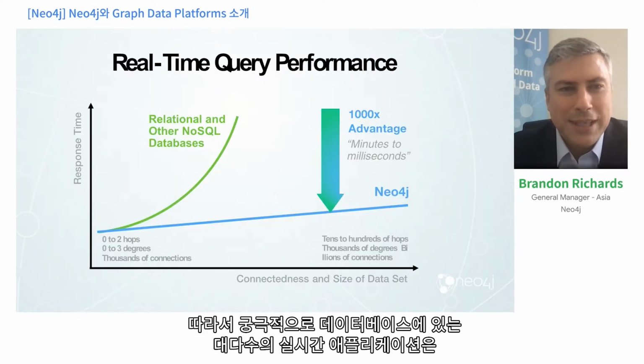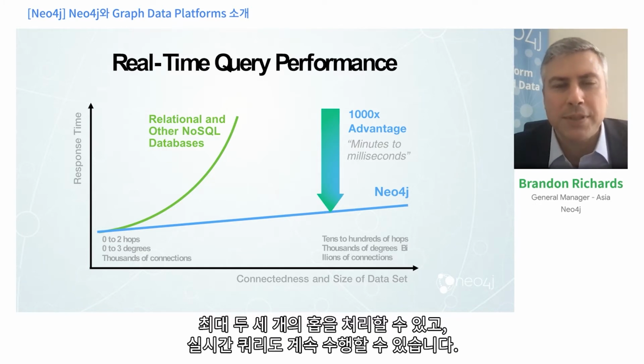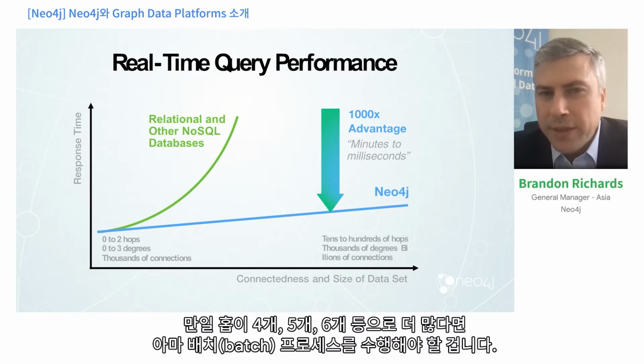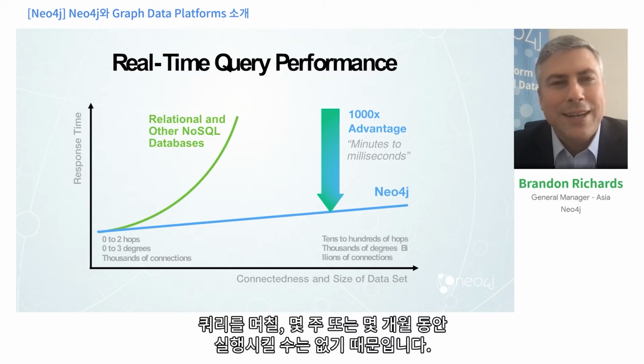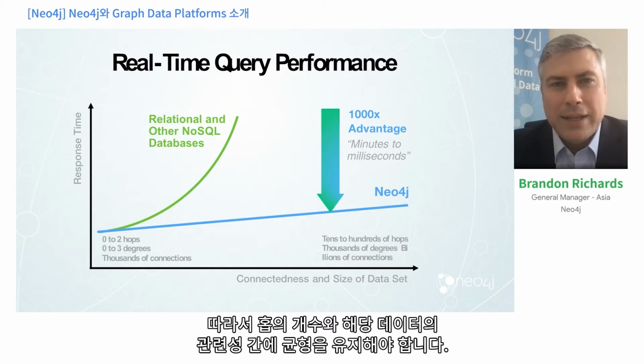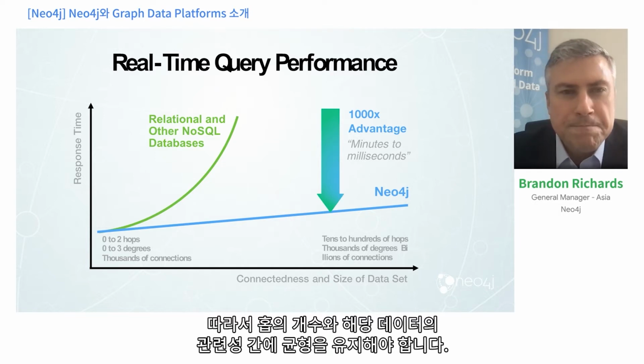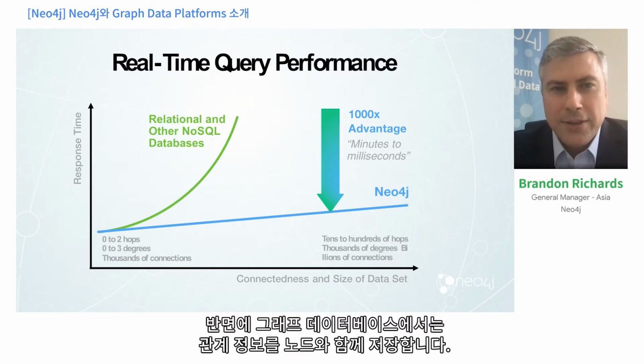So ultimately, most real-time applications in a database can handle up to 2 to 3 hops and still do a real-time query. If it's more than that, if it's 4 or 5 or 6 hops, they probably have to do a batch process. But even with batch processes, we have to be careful about how many hops there are, because we can't let a query run for days or weeks or months. So there has to be a balance between how many hops and how relevant we want that data to be.